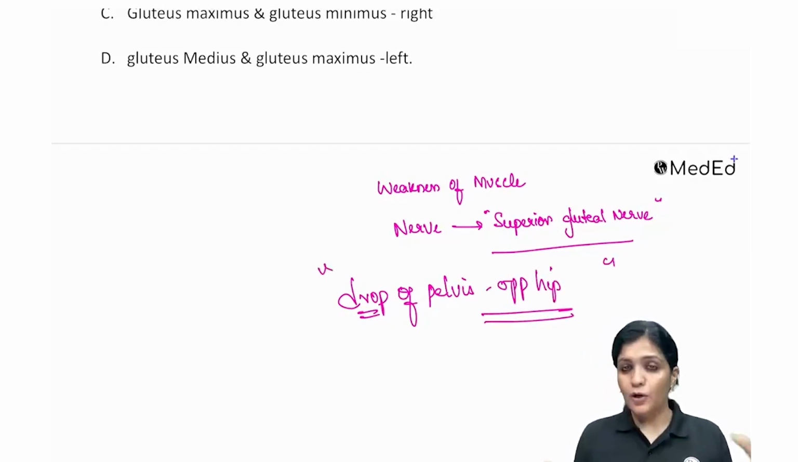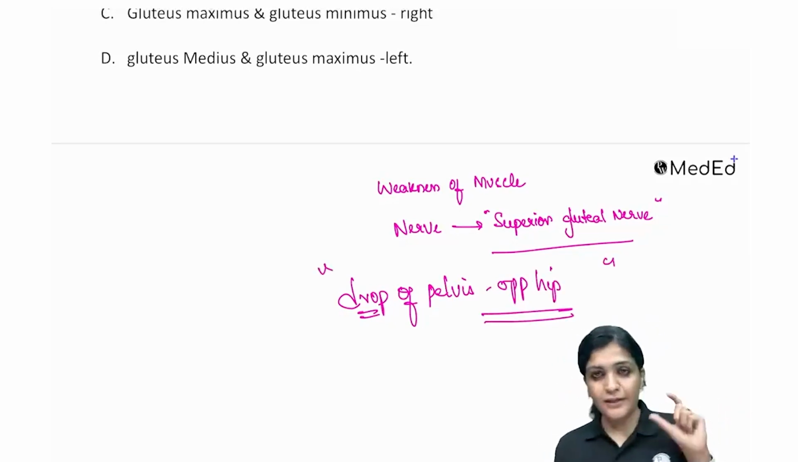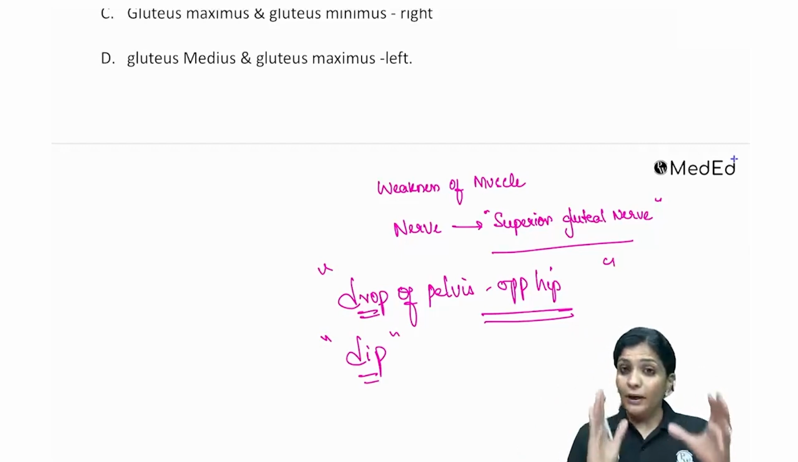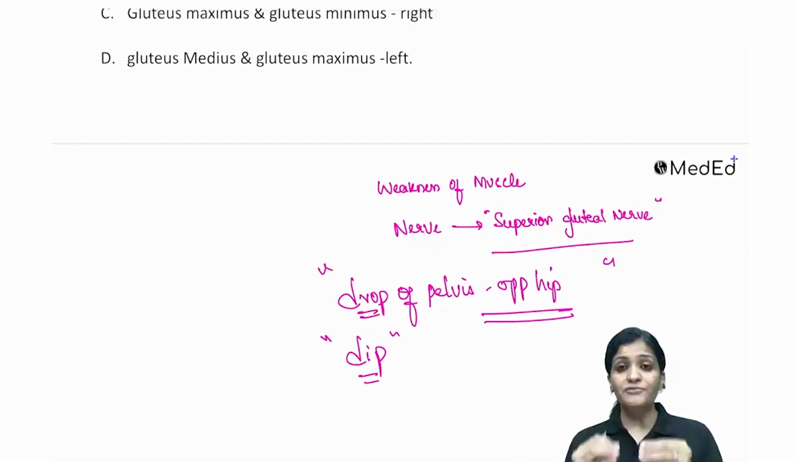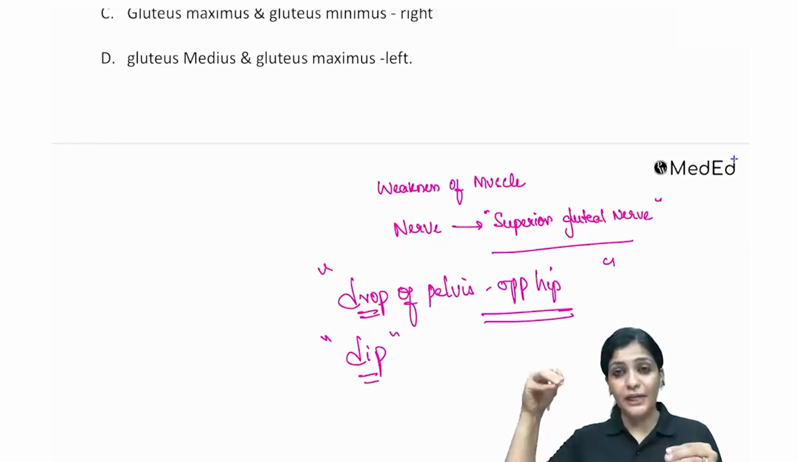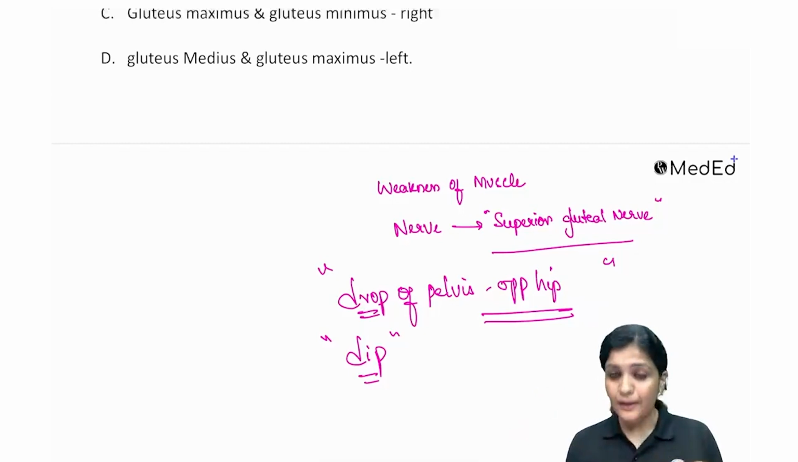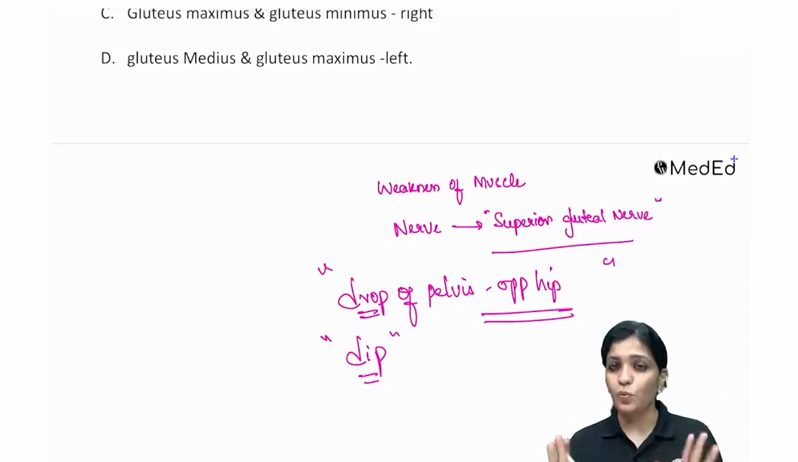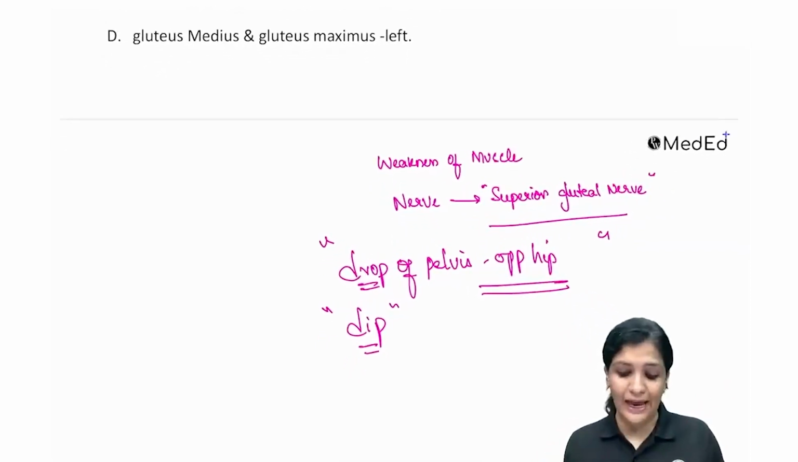Just remember, drop, opposite, right? So drop or dip. Sometimes they even mention it as dip in the opposite pelvis. So whatever is there, you have to remember on which limb the patient is standing, that particular side's abductors are affected, hence there will be a dip on the opposite side. That is what I want you all to listen and understand.